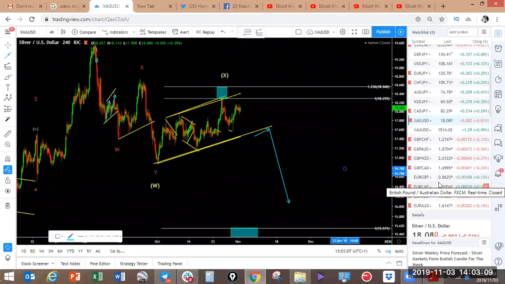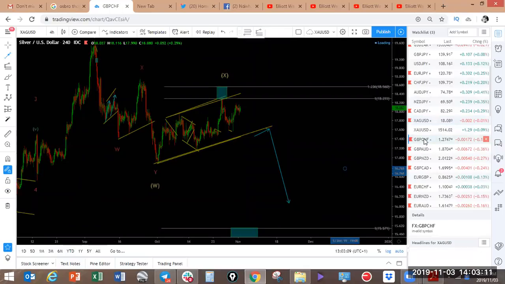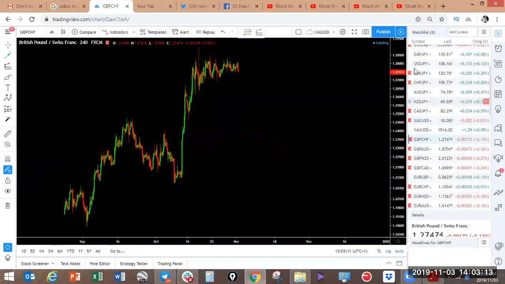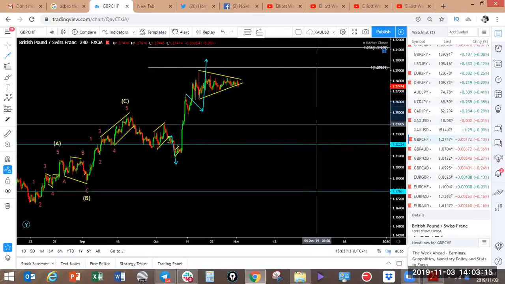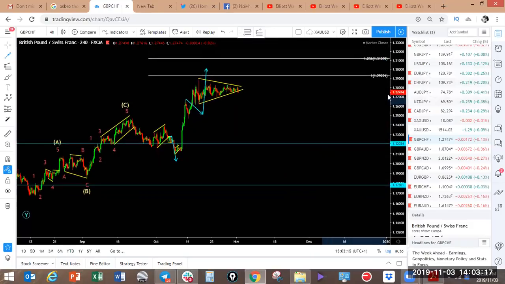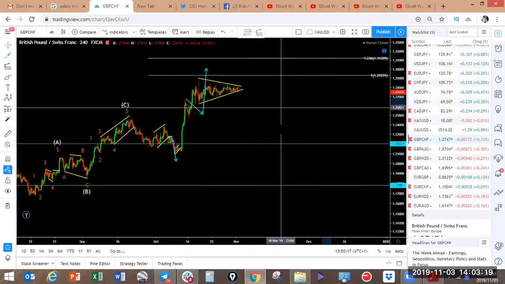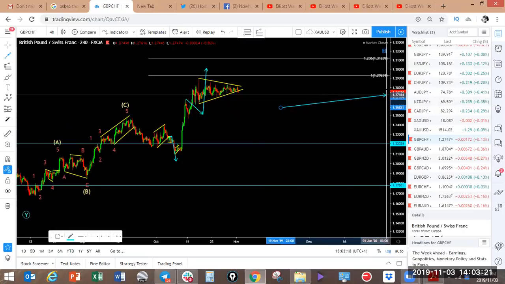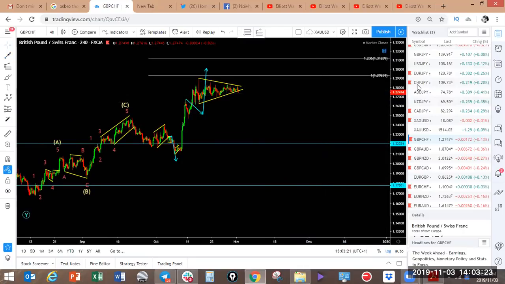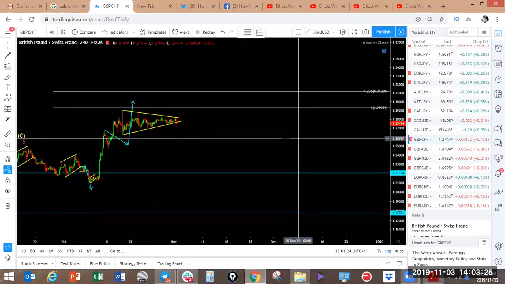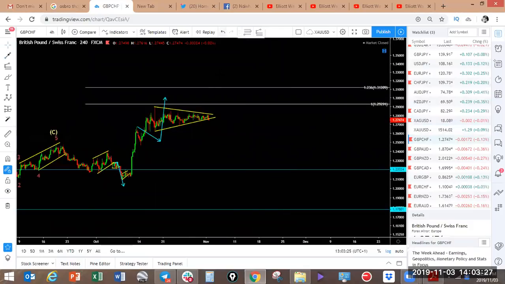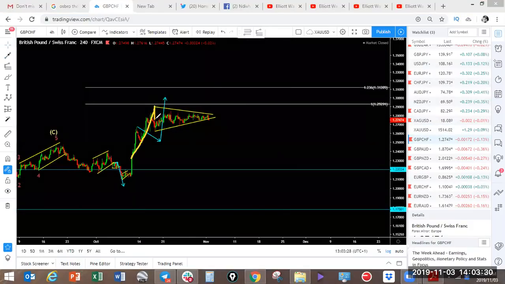Now let's run through the pound pairs. Pound pairs are a bit tricky. Now if you look at this one, it's interesting. It looks like you've got a triangle, but that triangle can change very quickly. What do I mean by that? You've got this move to the upside here. The triangle starts with a move back. 1, 2, 3, 4, 5.